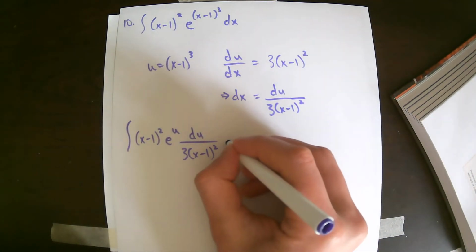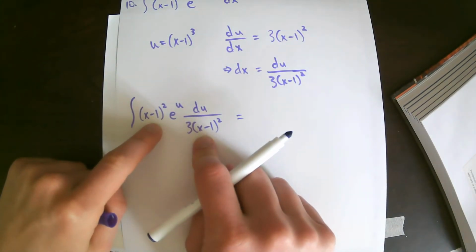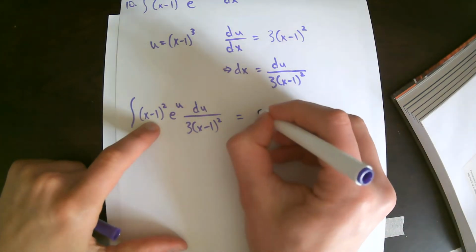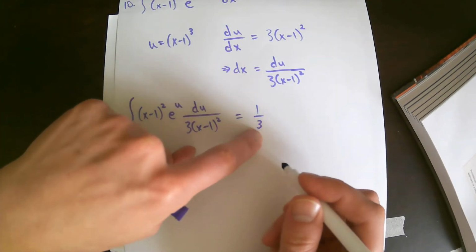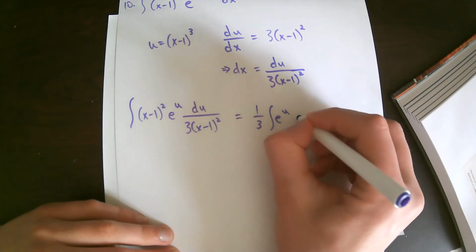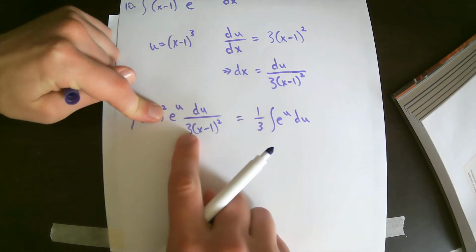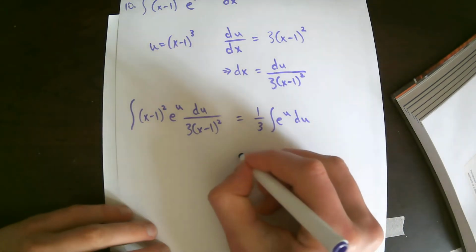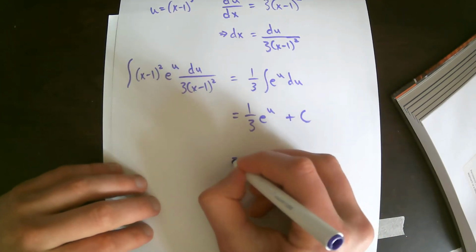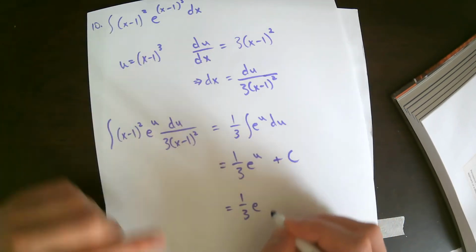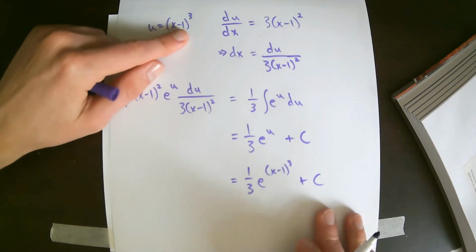Okay, now you will see how x minus 1 squared cancels with this x minus 1 squared. They're exactly the same. By the way, I can pull this 3 all the way out. It's in the denominator, so it's a 1/3. And then just e to the u du. That's all that's left, right? This and this go away. E to the u du. 1/3 is all the way on the outside. This is going to be just e to the u plus our constant of integration. And then replace that u with x minus 1 all cubed. And there we go.